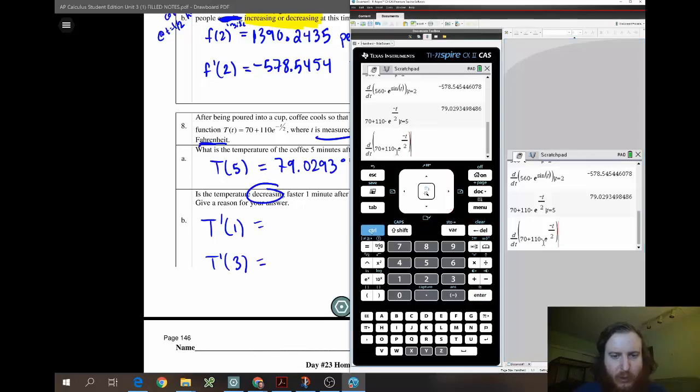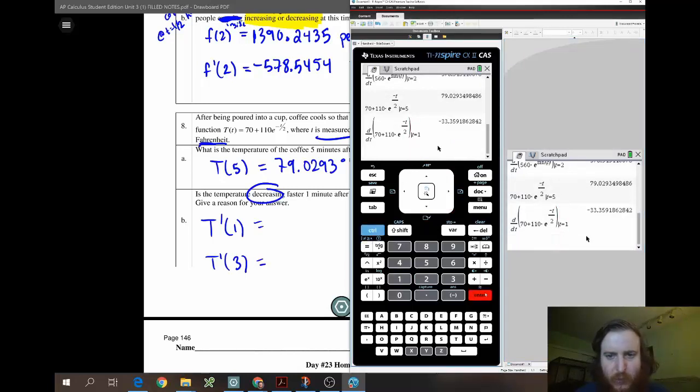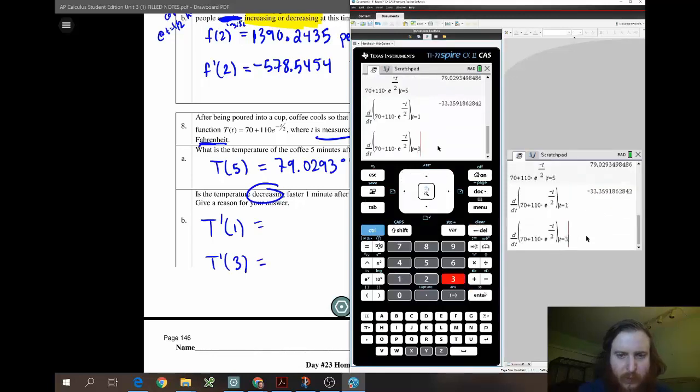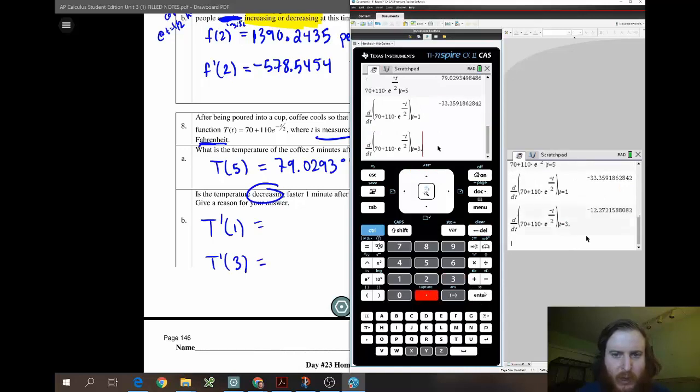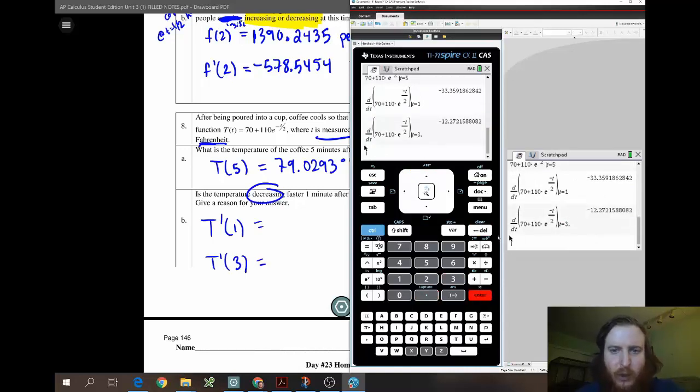So now after the parentheses, we can go to control at time equals 1. Control enter to make this a decimal. And while I'm at it, I'll do at time equals 3. And control enter, or you can even just put the decimal right there. So we have negative 33.3592.